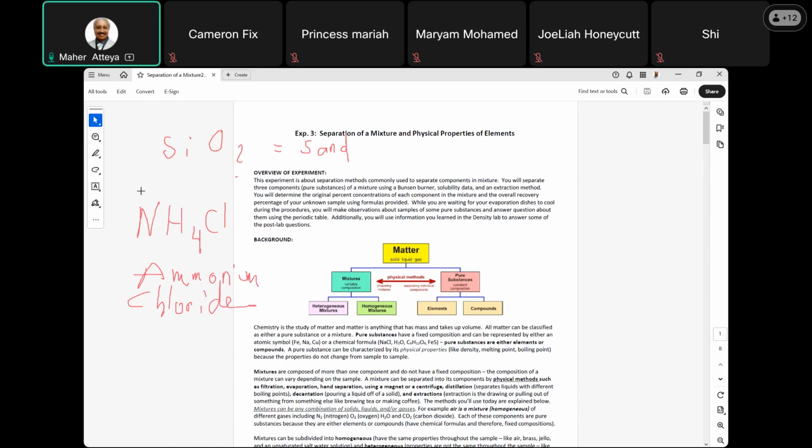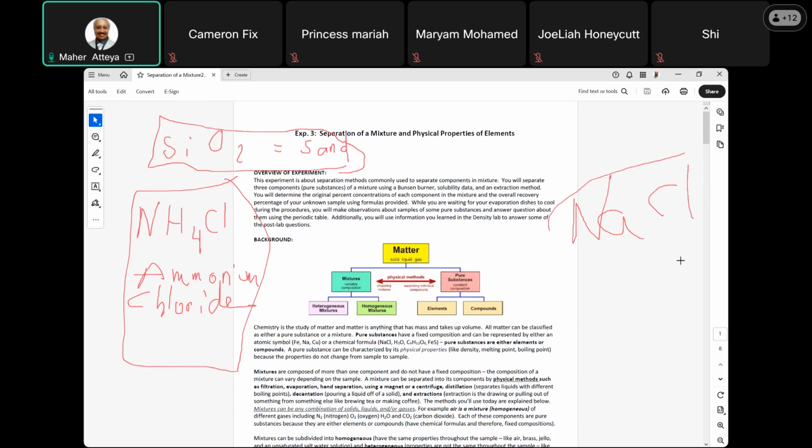And this is the second component. First one here. And the last one, kitchen salt, sodium chloride. That's our kitchen salt. Those are the three components contributing to a heterogeneous mixture. They are in a mixture, and we don't know what percentage each component contributes to the overall mixture.